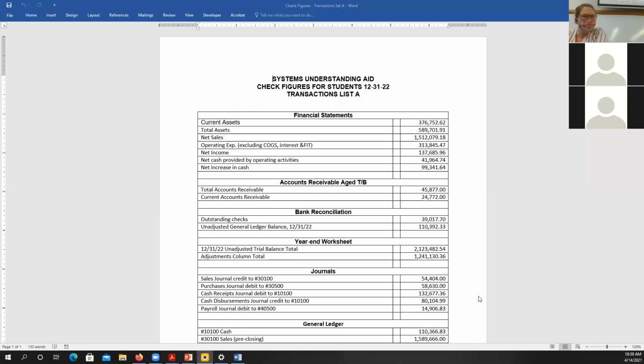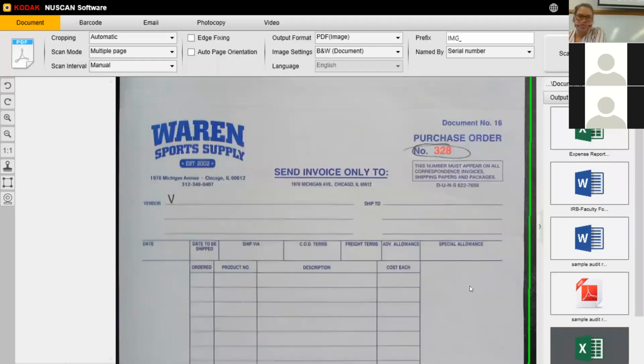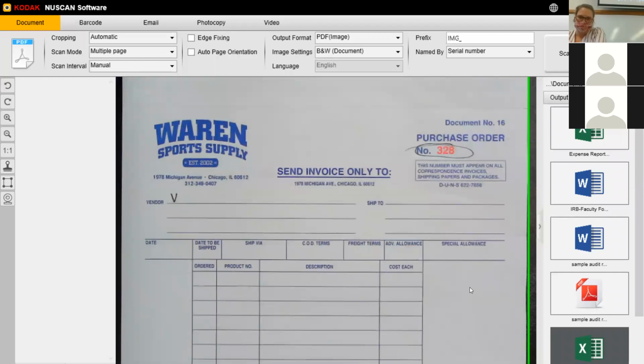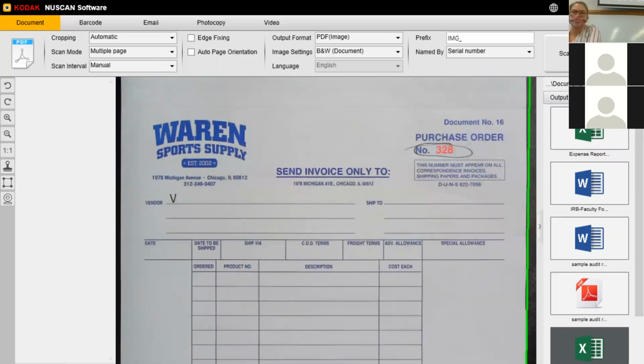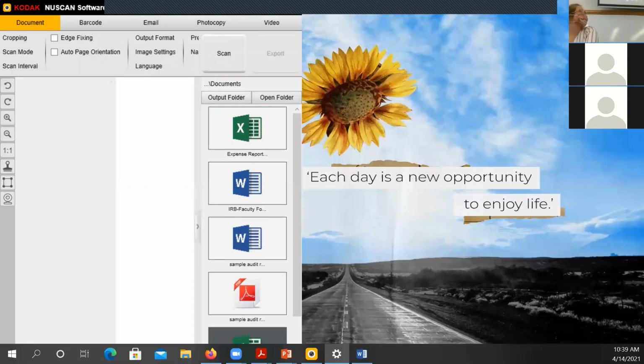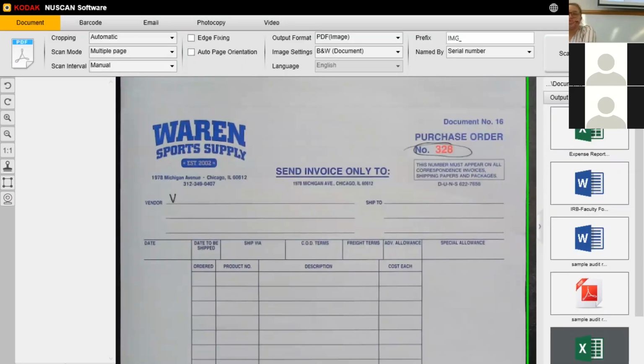Let's try this. Now, can you see the purchasing order? Yes. Oh, and those of you watching at home cannot. So let me. Now, I think everybody's on the same page, right? We can all see the purchase order?